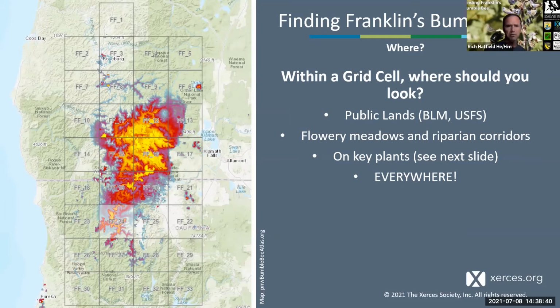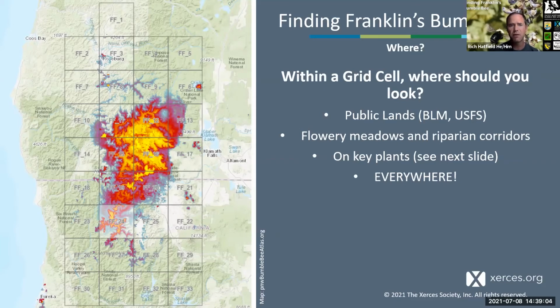And a perfect example of this is just a bit of a story from 2 weeks ago. I was traveling through northeastern Oregon looking for the western bumblebee, Bombus occidentalis. I was out for 2 weeks. I did over 30 surveys in a bunch of different areas, mostly in flowery meadows and riparian corridors.